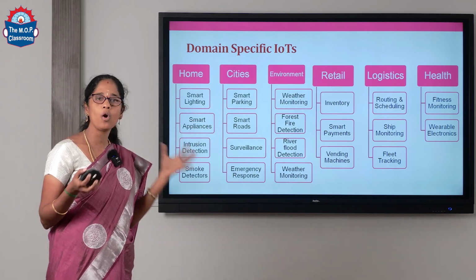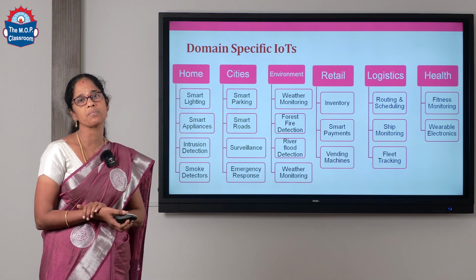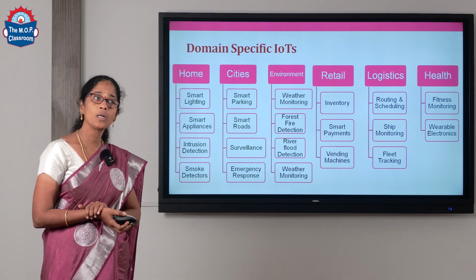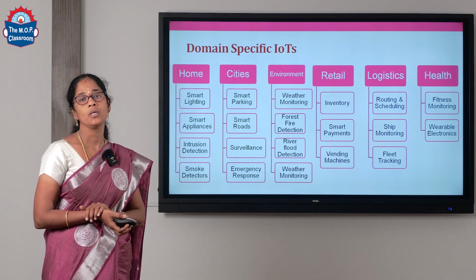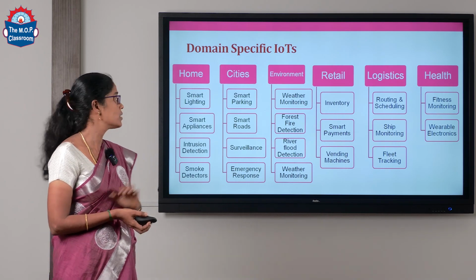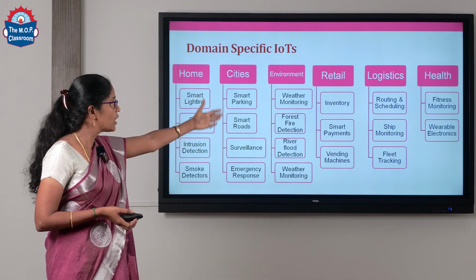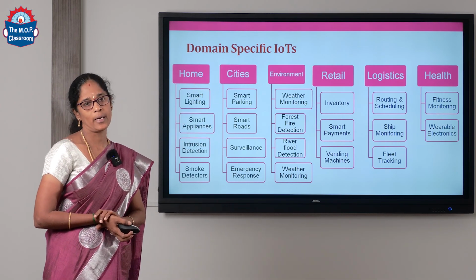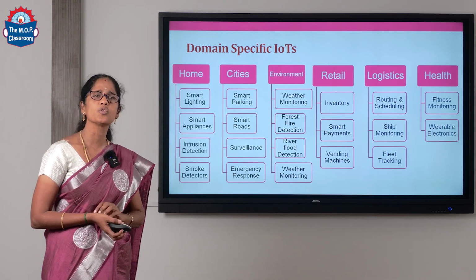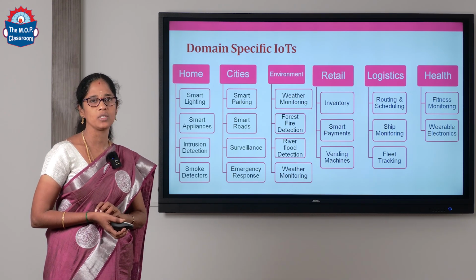And in health, we all know that the wristband watches, smart watches we are wearing nowadays are capable of measuring sugar levels and blood pressure levels, and we are using them as wearable electronics. So, these are the various domains where we are using IoT devices.